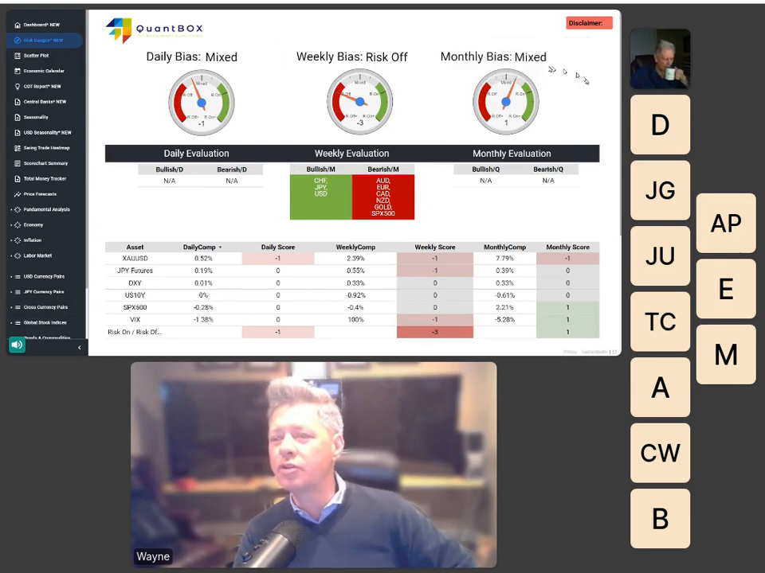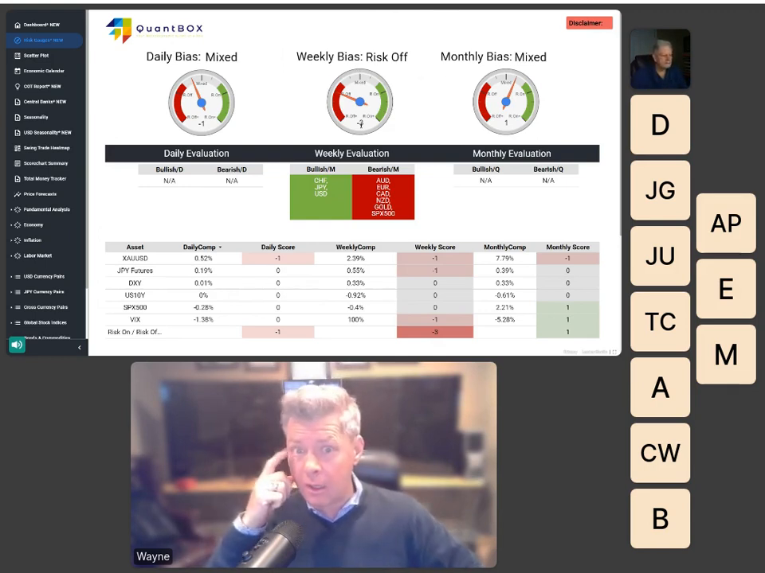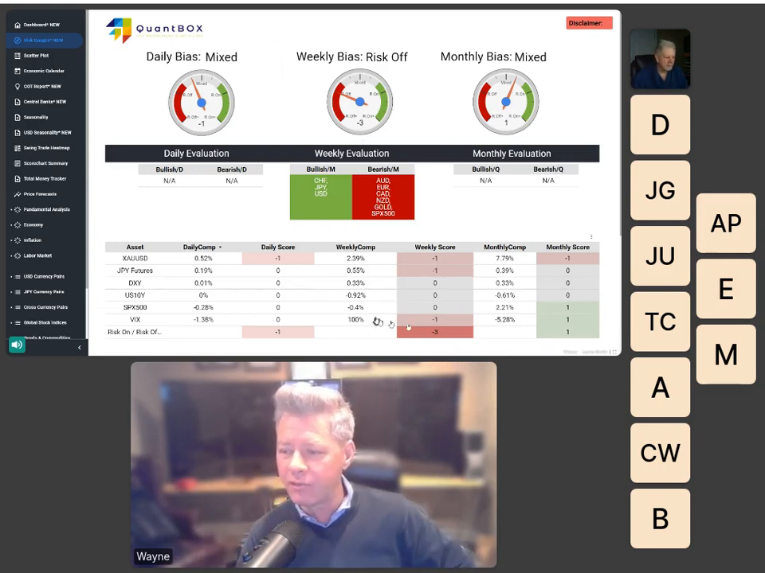All right, cool. So anyway, risk off. I think this was risk off yesterday, but I think it was a -2, not a -3. Interesting. VIX still very high. S&P 0. Yields 0. Dollars 0. Yen futures up slightly. So it gets a -1.